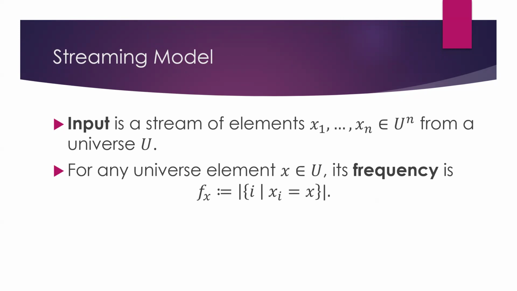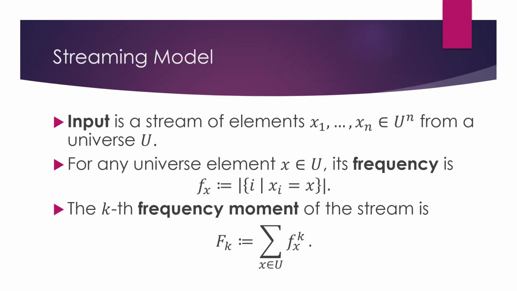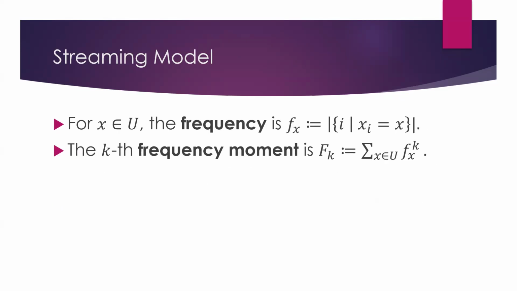For a single element in my universe, some element that I might see in the stream, we are going to define its frequency to be how many times it appeared in the stream. So the frequency of x is how many times I saw x. And now the k-th frequency moment, and k can even be not an integer, but at first we will think of integers, is just the sum over all elements in my universe of the frequency of the element to the power k. So this is just the sum over different elements of how many times I saw it to the power of k. So let's look at this quantity for a second, and for some small values of k, ask ourselves, what is this thing?